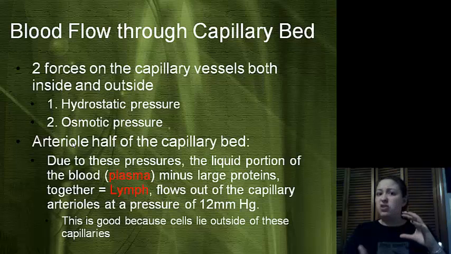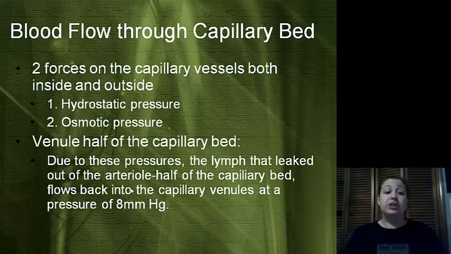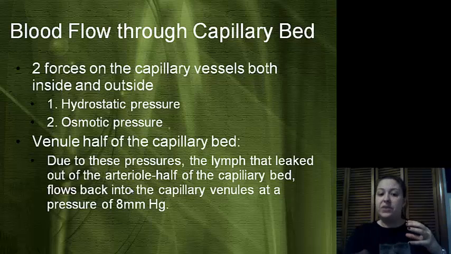So when we subtract the large proteins from plasma, we call it lymph, and it flows out of the capillaries into the surrounding tissue. Now this flow is about 12 millimeters pressure. This is good because those cells need all of this nutrient that is carried by our blood. Now the returning portion, our venule half, due to those two pressures again, the hydrostatic pressure and the osmotic pressure, the lymph that leaked out on the arterial side flows back into the capillaries on the venule side at 8 millimeters pressure.